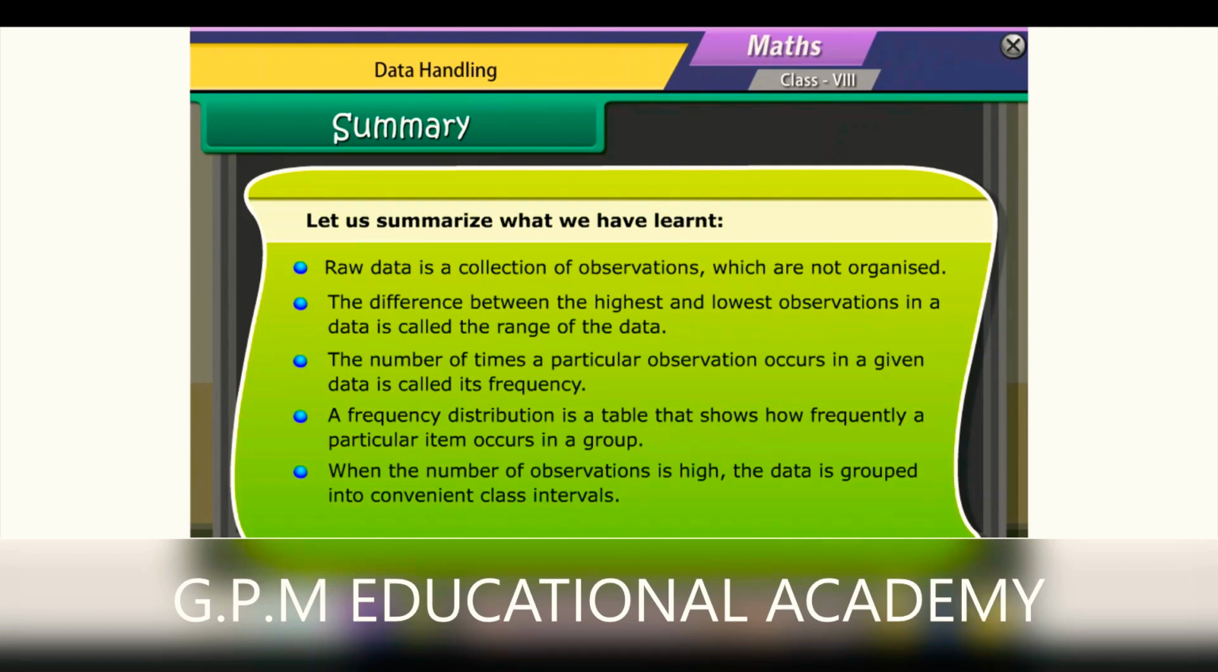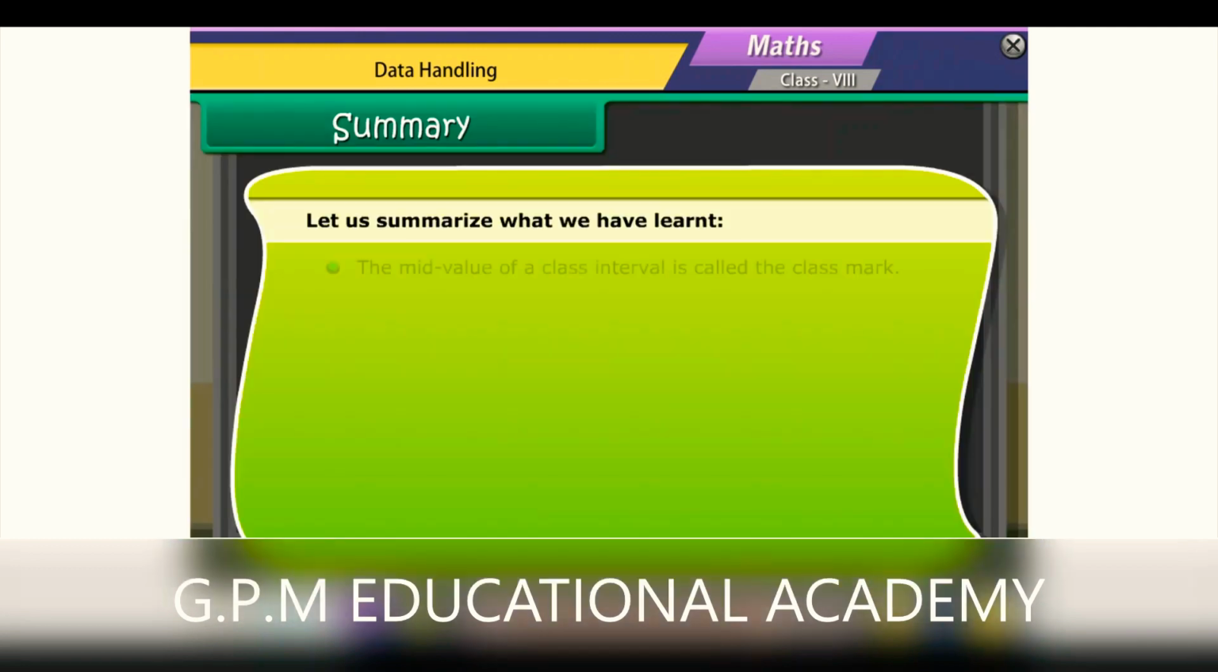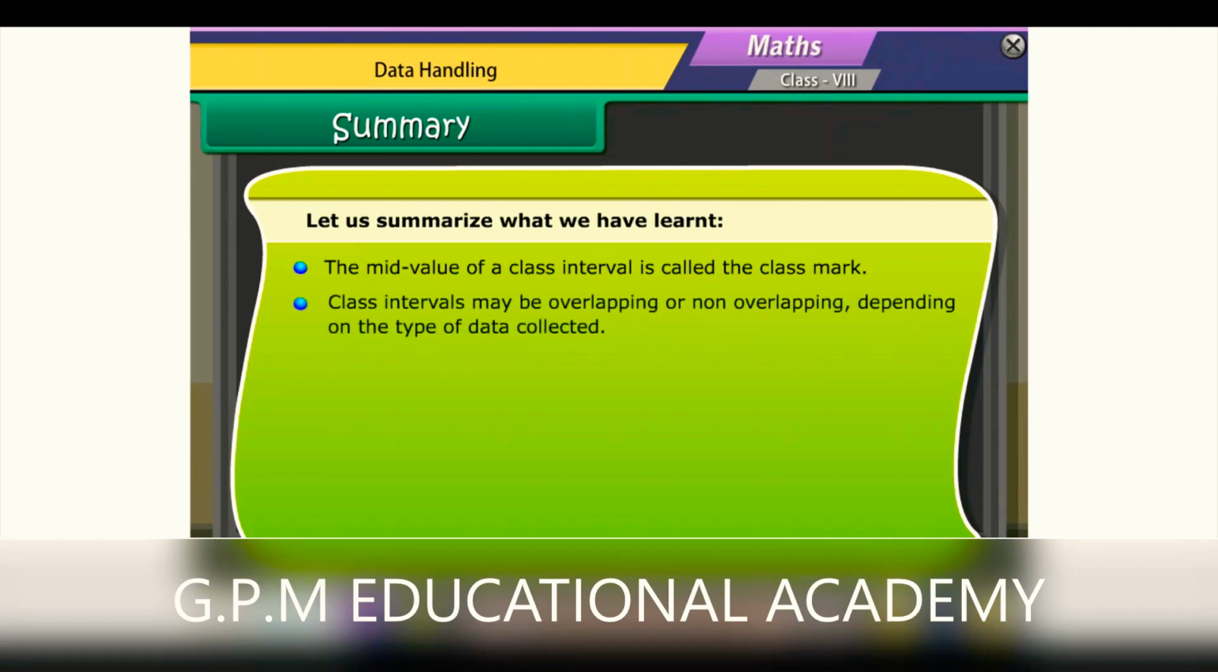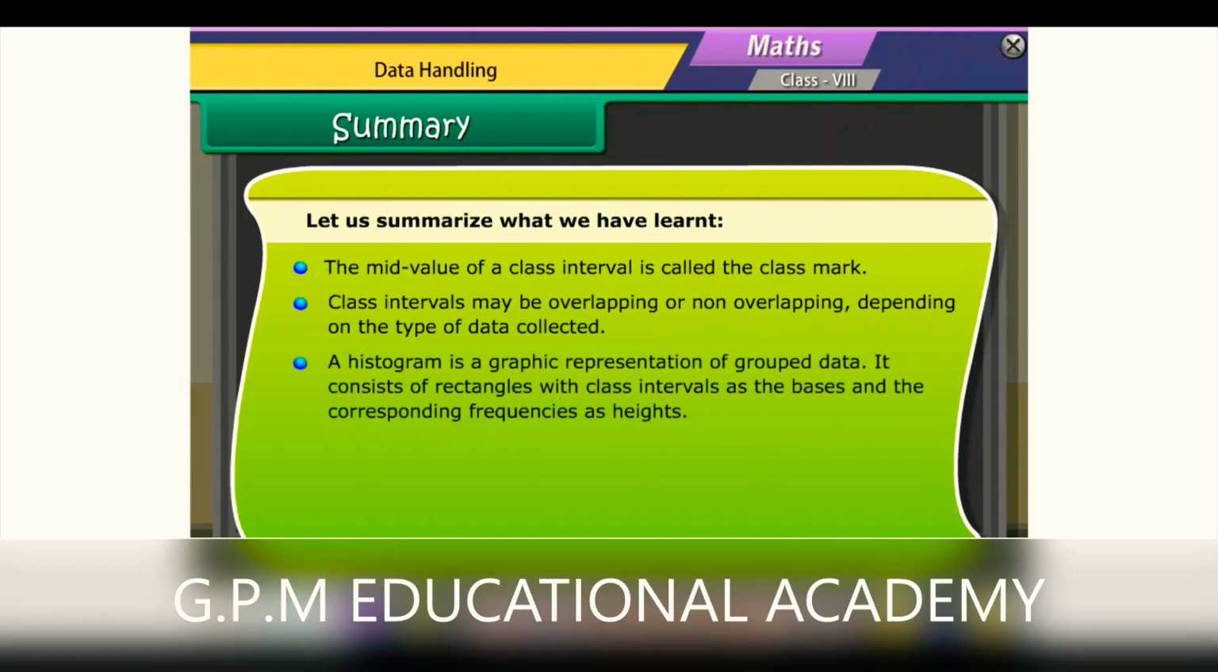When the number of observations is high, the data is grouped into convenient class intervals. The difference between the upper and lower class limits is called the class size. The mid-value of a class interval is called the class mark. Class intervals may be overlapping or non-overlapping depending on the type of data collected. A histogram is a graphic representation of grouped data. It consists of rectangles with class intervals as the basis and the corresponding frequencies as heights. An experiment is a situation involving chance or probability that leads to results.